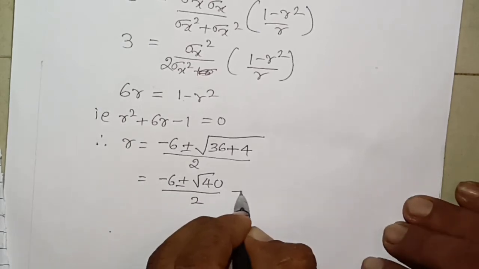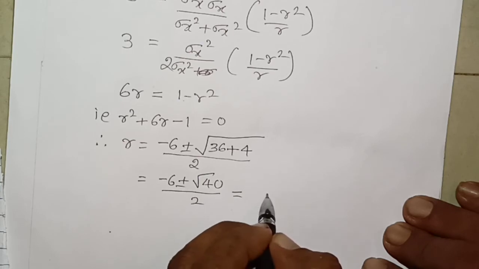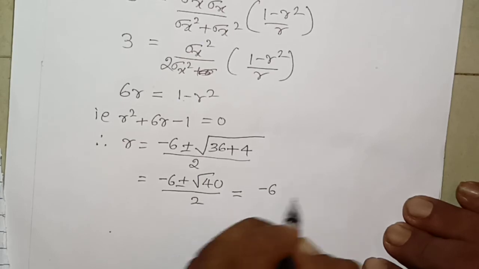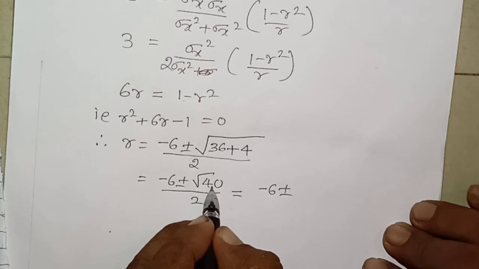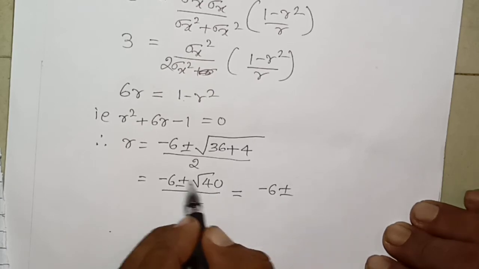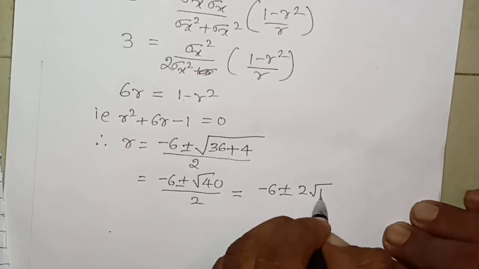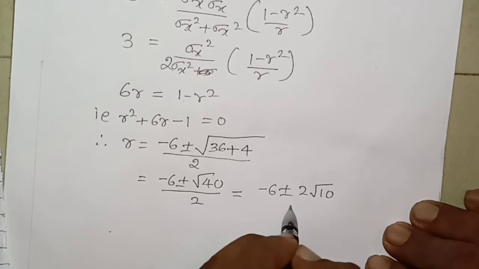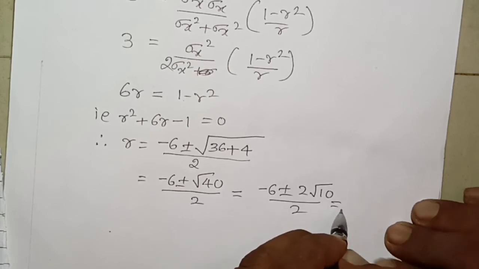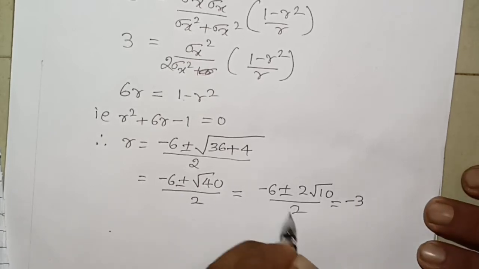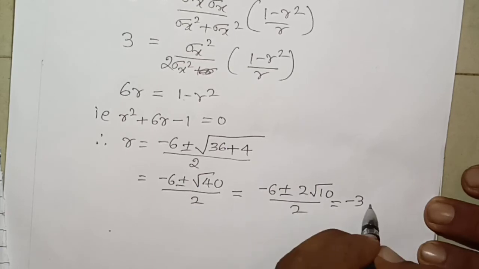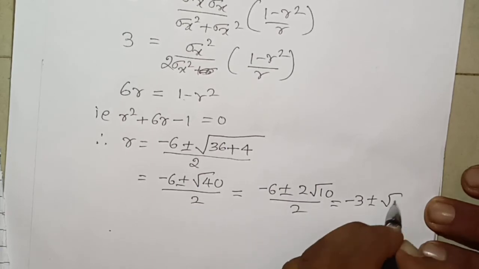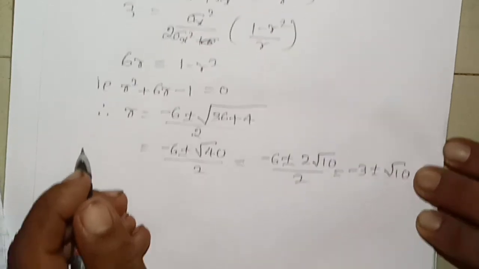This is equal to minus 6 plus or minus, 4 tens are 40, square root of 4 is 2, inside square root of 10, divided by 2. This is equal to minus 3 plus or minus square root of 10, as 2 ones are 2, 2 threes are 6, the 2 cancels.